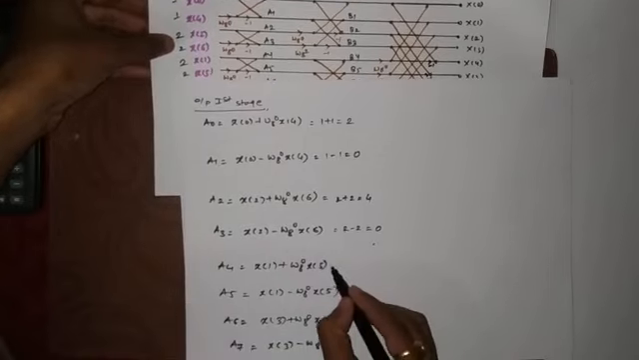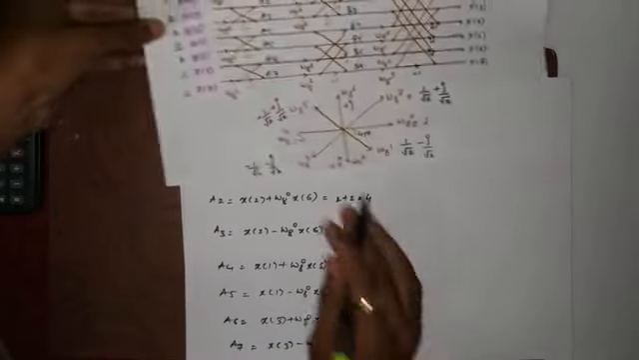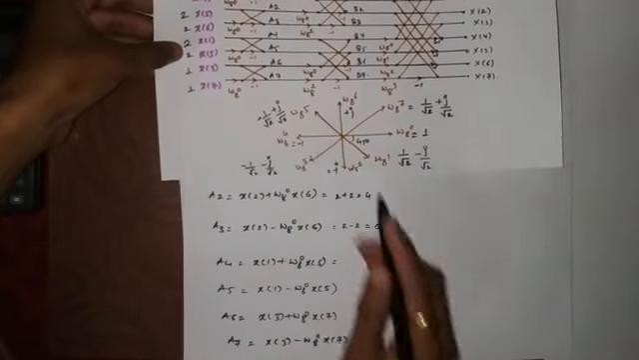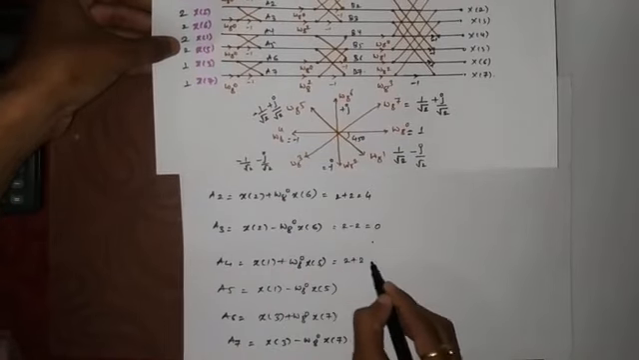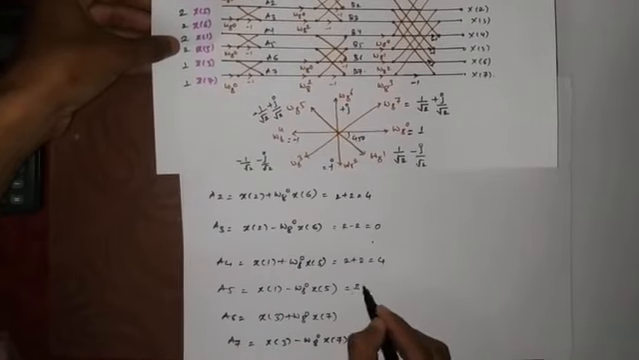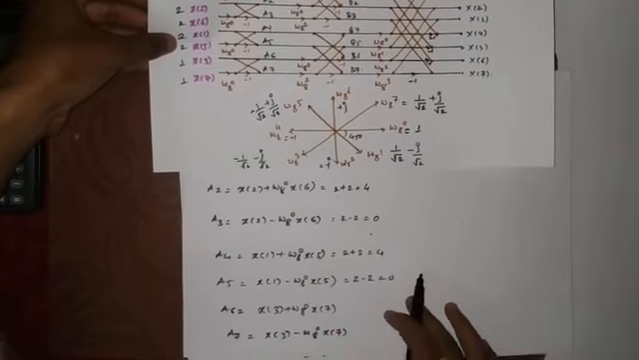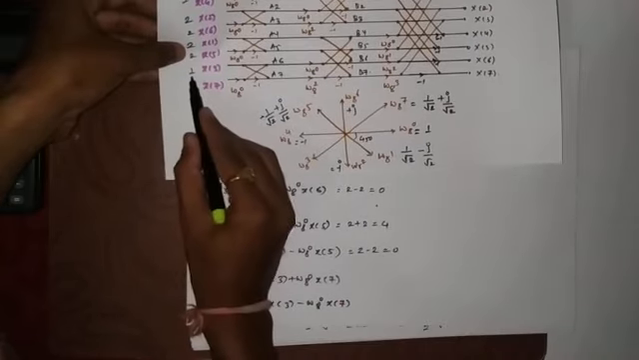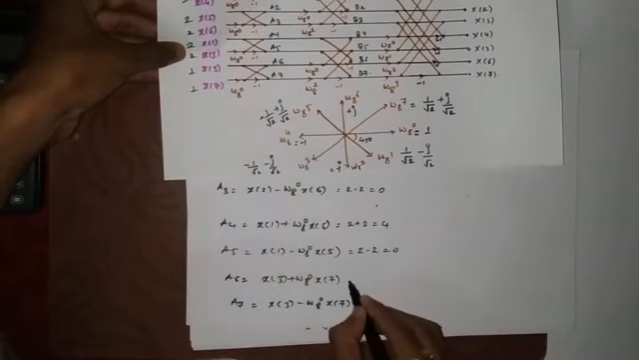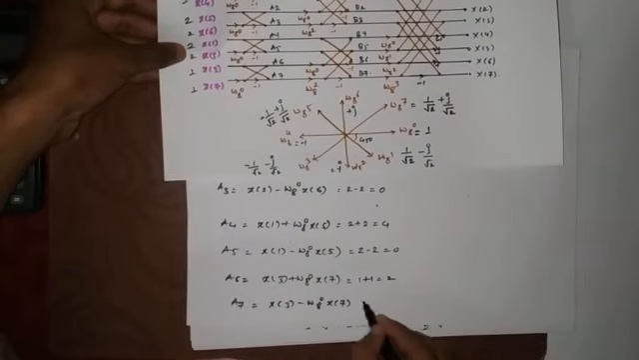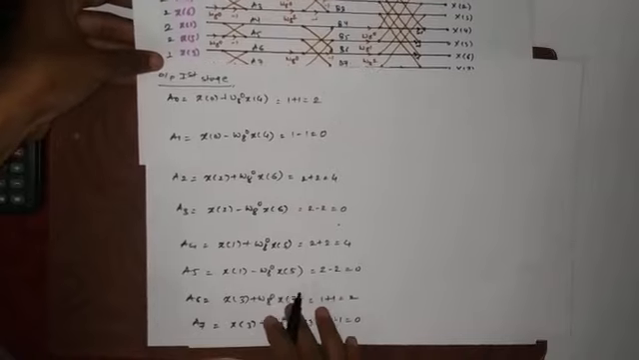This is the term. Next, x1 with x5. Now again, both the inputs are 2. So this is 2 plus 2, 4. Subtraction, 2 minus 2 will be 0. Next case, x3, x7. Both the inputs are 1. So this is 1 plus 1, 2. 1 minus 1 will be 0. So this is our first stage decimation output, starting with A0 to A7.